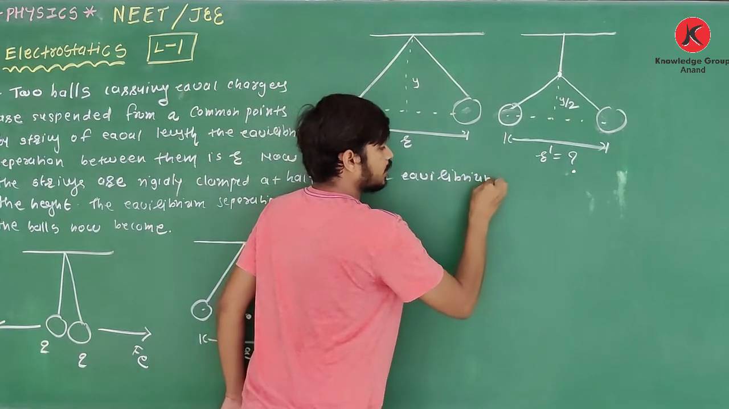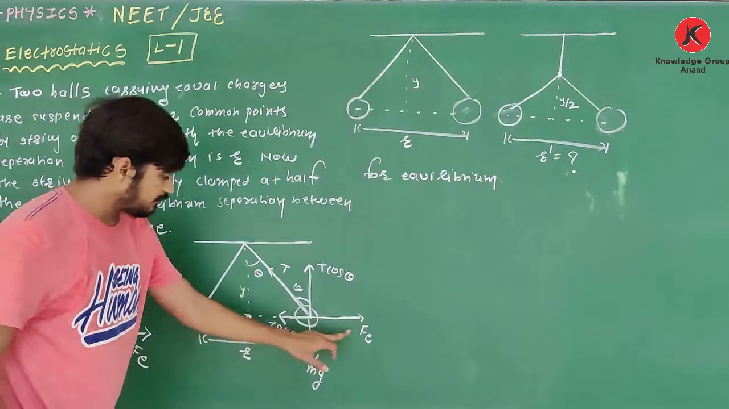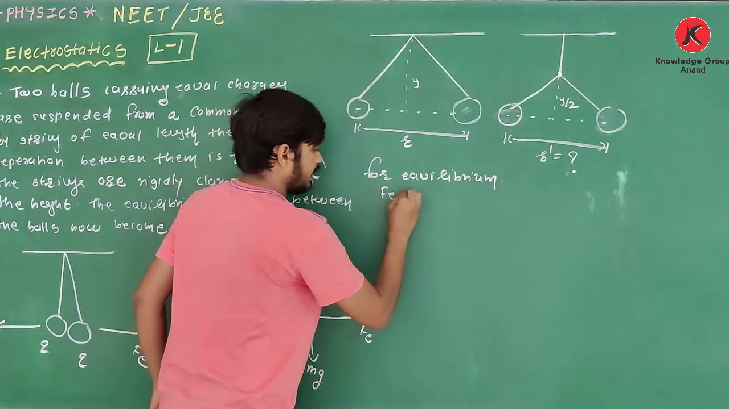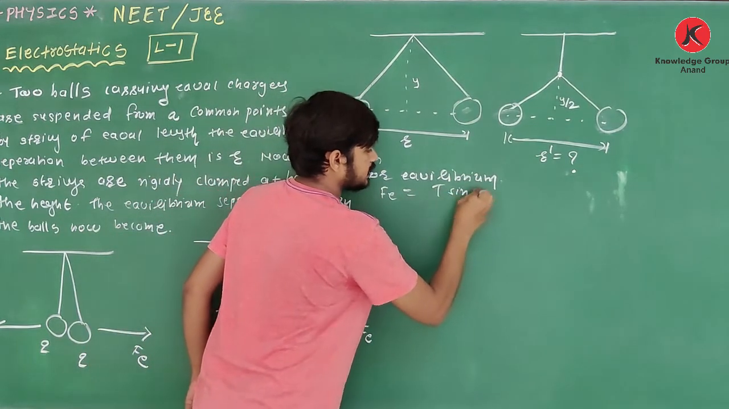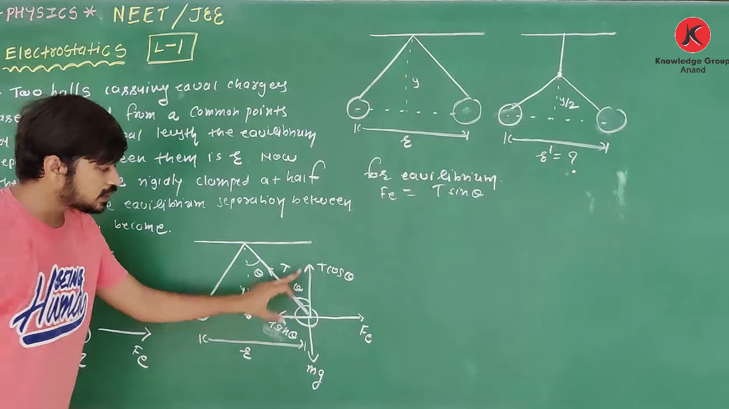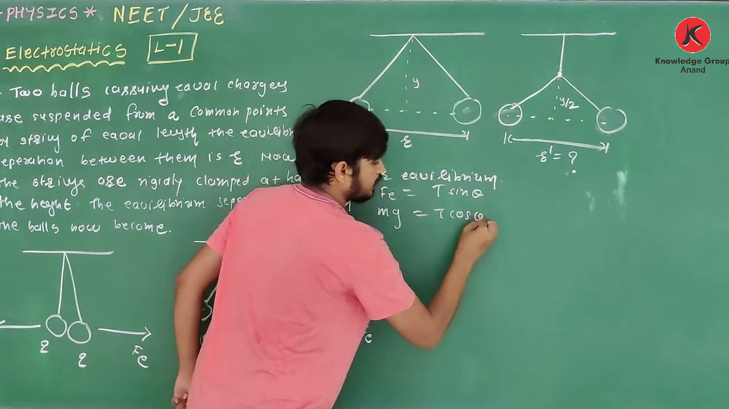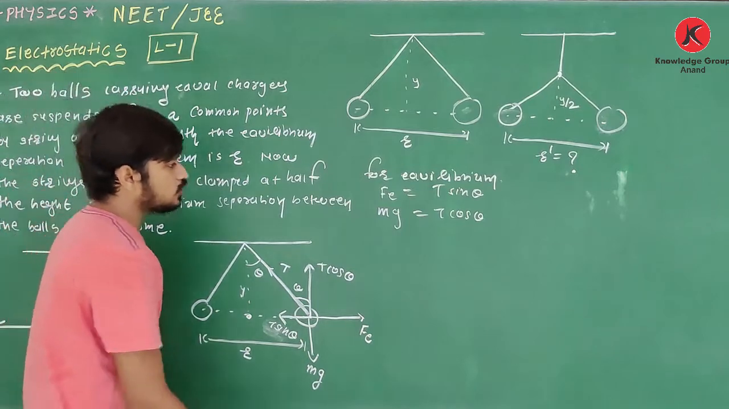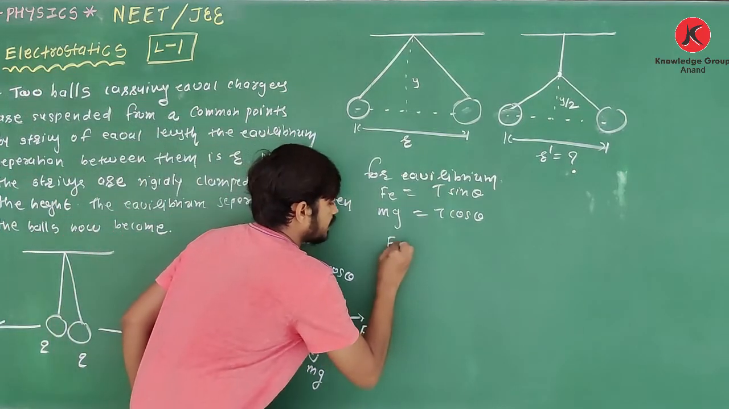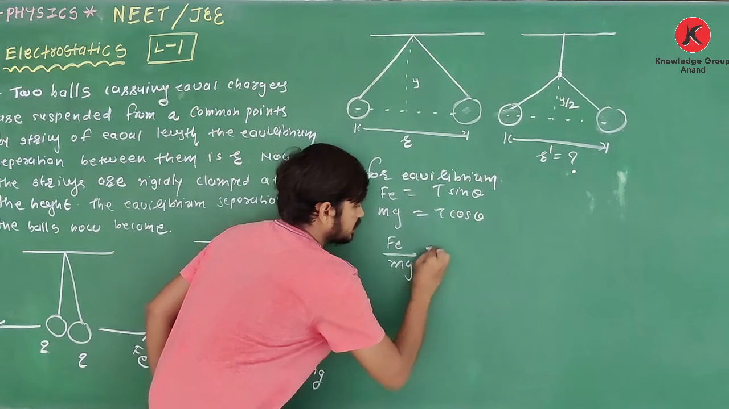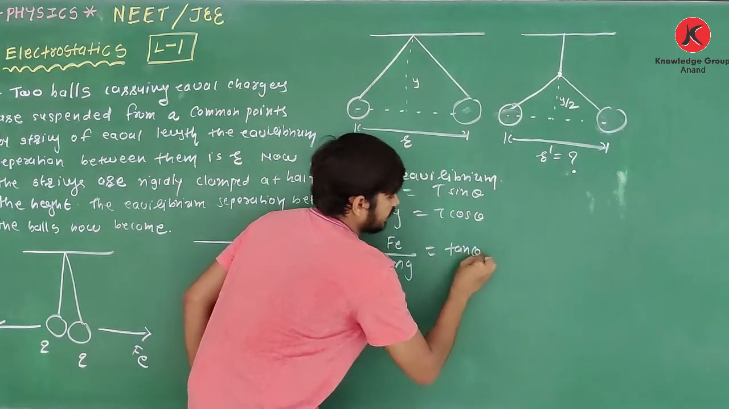for the equilibrium condition, how to write? See, Fe is equal to T sin theta. Similarly, mg is equal to T cos theta. If you take the ratio, then you will get Fe upon mg is equal to tan theta.